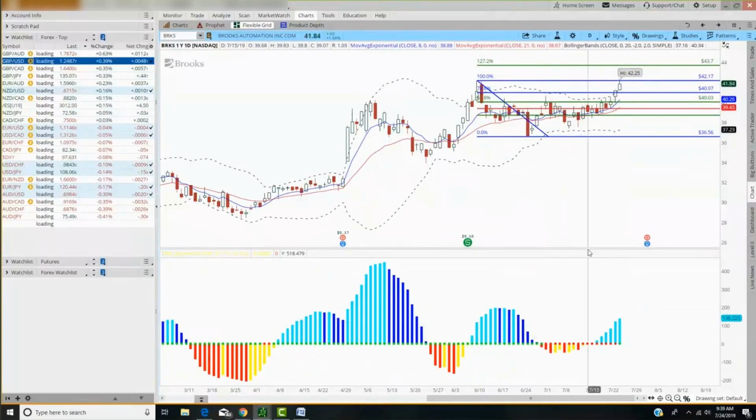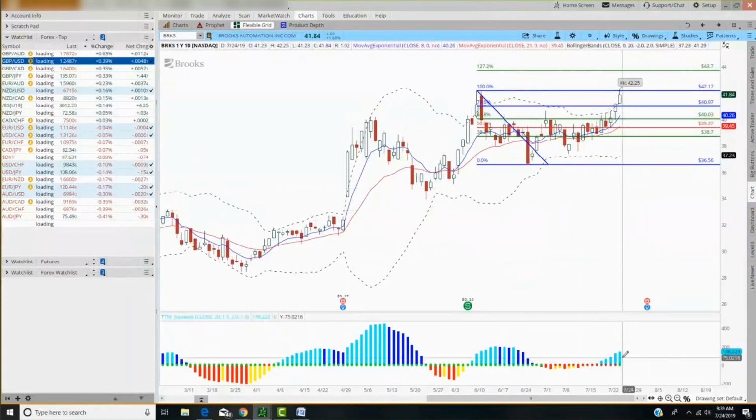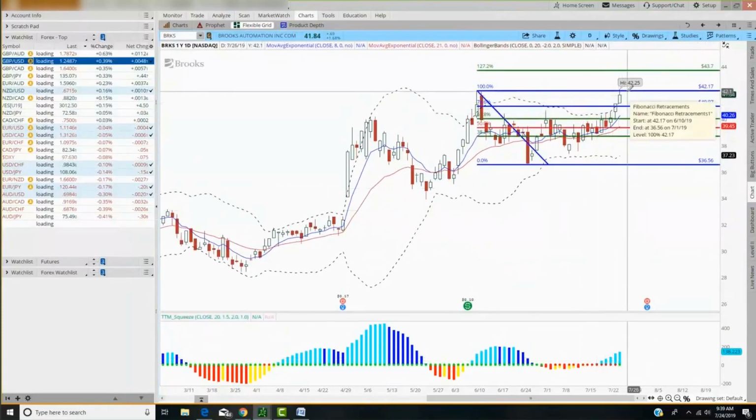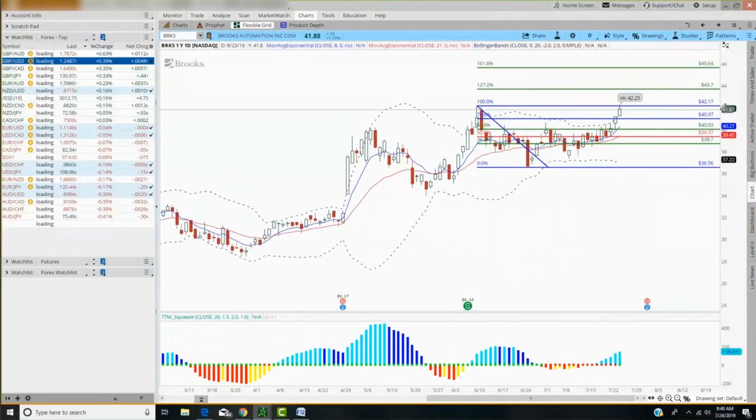So that is good, because remember, the squeeze, price and volatility contracting, it's firing off. We would expect it to break this high and work itself up into the 127 Fibonacci extension. Target number one, or target period, 161.8. Let me see if I can get you another one.